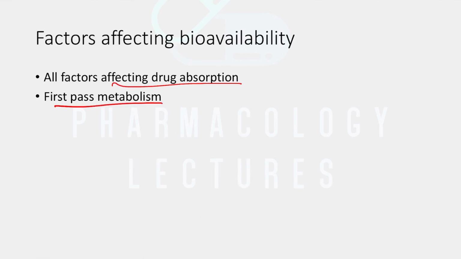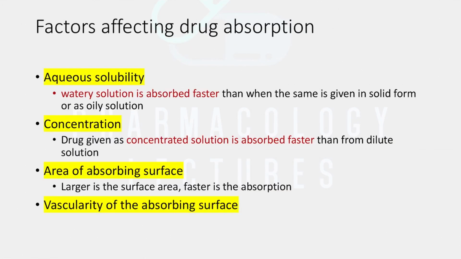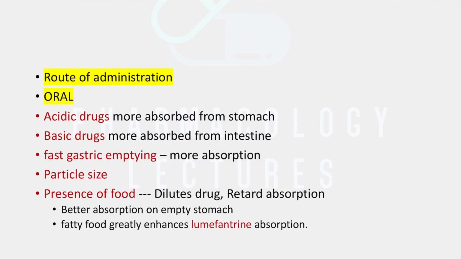Now we have already made a video about the different factors affecting absorption. Still, I'm going through them quickly. The more soluble, the better the absorption; the higher the concentration, the better the absorption; a higher area and vascular area will increase the rate of absorption. After giving the drug orally, there will be different things that interfere with absorption, for example presence of food, particle size, vacuum, and the acidic and basic nature of a drug.